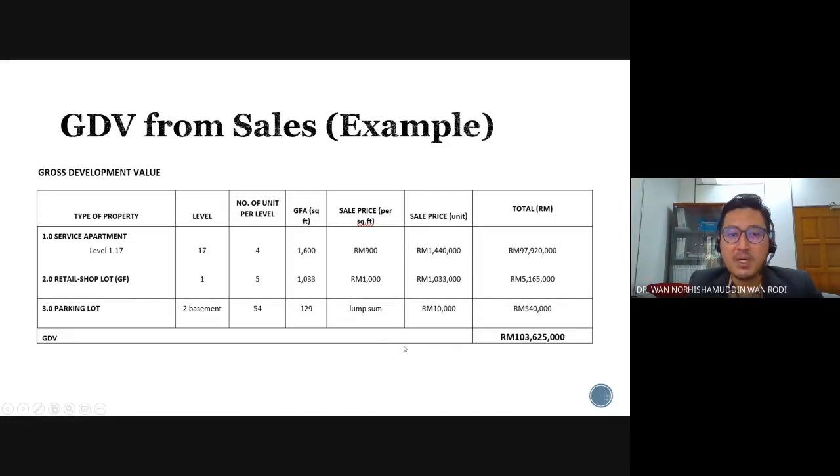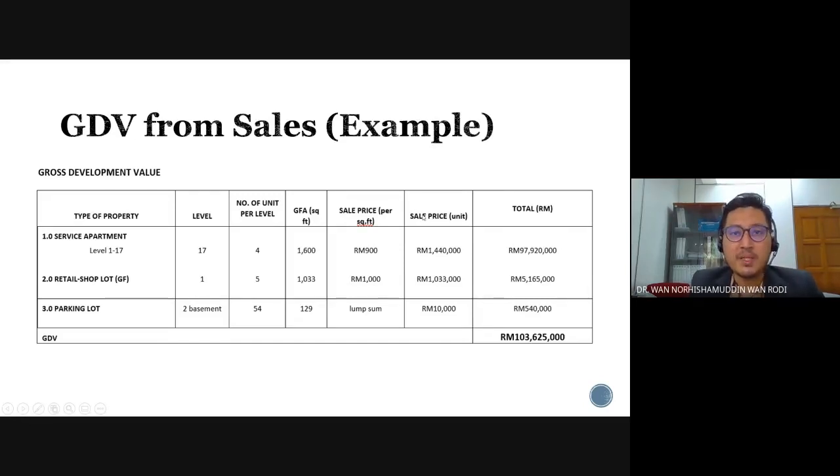So the final amount of GDV would be the sum of the total sales of each product. In this example, you will get around 103.6 million GDV from sales.